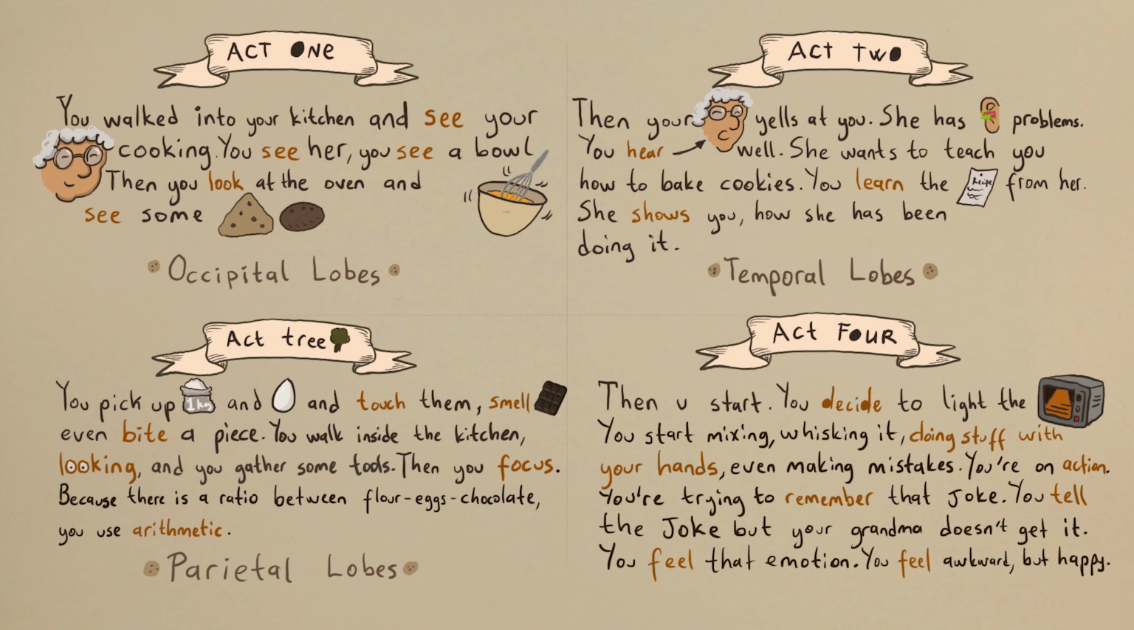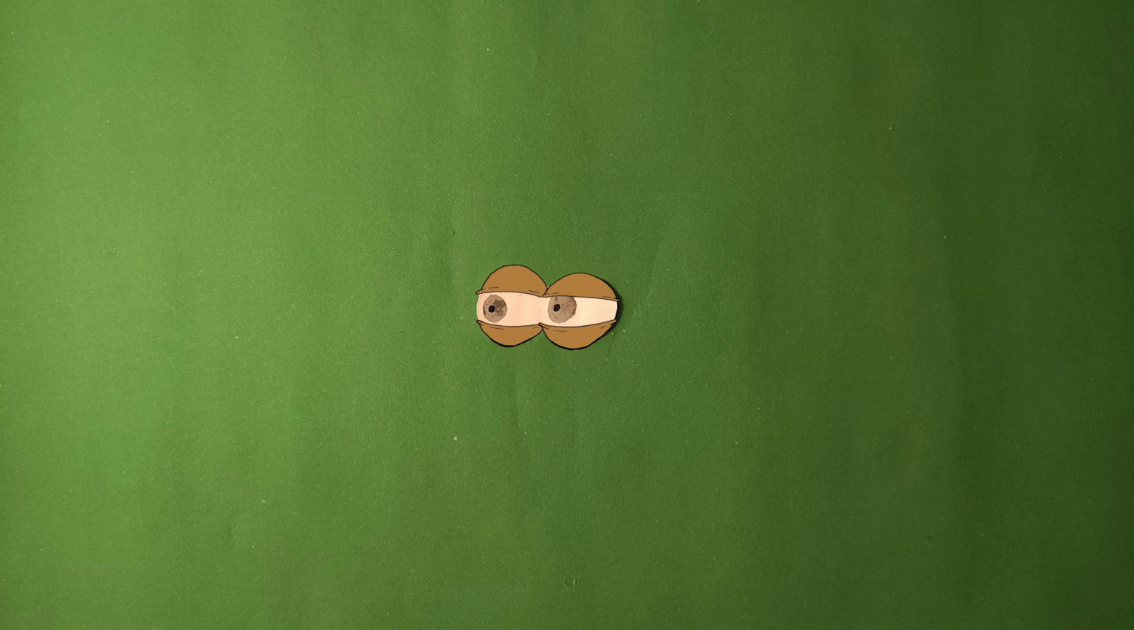In this part, your frontal lobes were on fire. You planned your actions by lighting the oven before starting. You used your motor cortex by doing stuff with your hands. By making mistakes, you have learned new things. You have searched for an old memory, a joke. When you tell your joke, you used Broca's area, your speech production function. You felt mixed emotions, which all happened in your frontal cortex. Yeah, that's all.